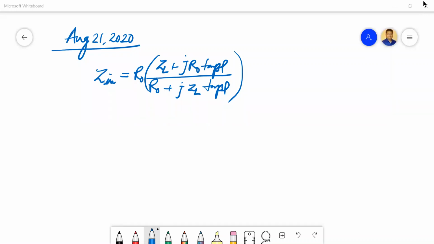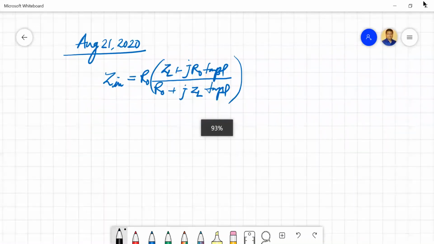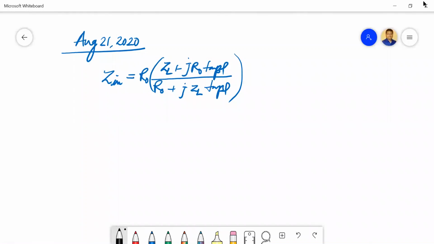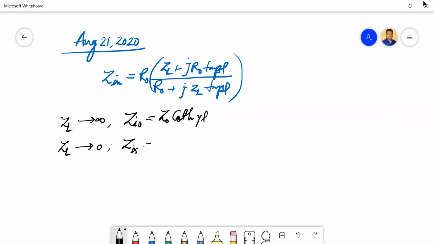Now, after that, we can develop a very nice relation. Actually, we have sufficient background right now. What we have seen for Z_L tending to infinity is Z_io = Z_0 coth γL. And for Z_L tending to 0, we have Z_is = Z_0 tanh γL. So these are the relations we have already seen in class.